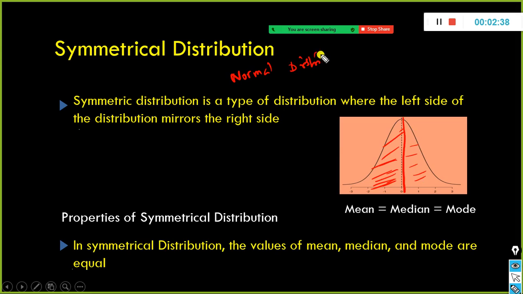It is also called a normal distribution, or a bell curve. It appears like a bell. People use these three terms interchangeably. In general, they use the bell curve or normal distribution.